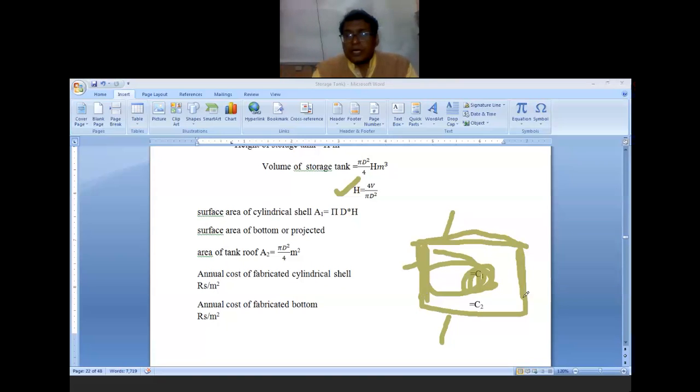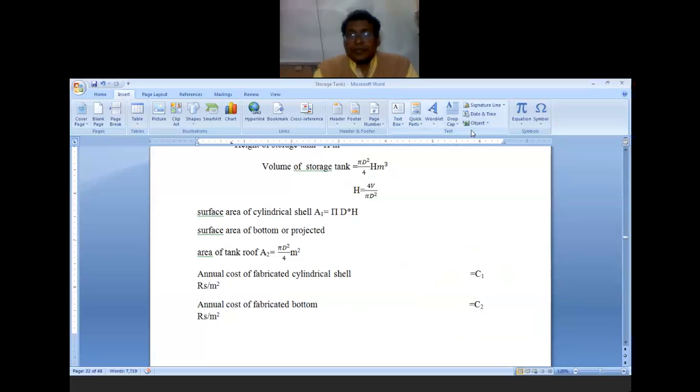Then the surface area of this cylindrical shell. What is the surface area of this cylindrical shell? This is the cylindrical shell that is available. So what will be its surface area? That is pi D, the circumference, into the height. H is the height. Then the surface area of the bottom section and the top section is nothing but your cross sectional area, at the bottom and at the top. So that is nothing but pi by 4 D square.